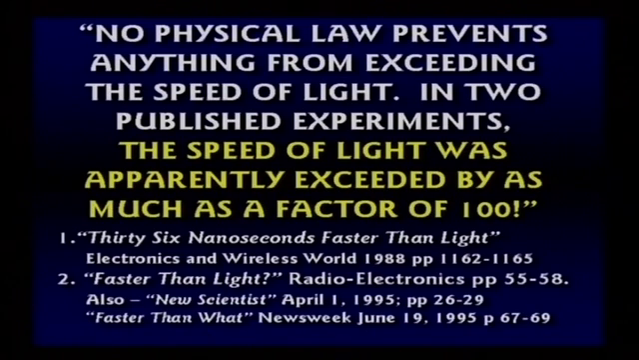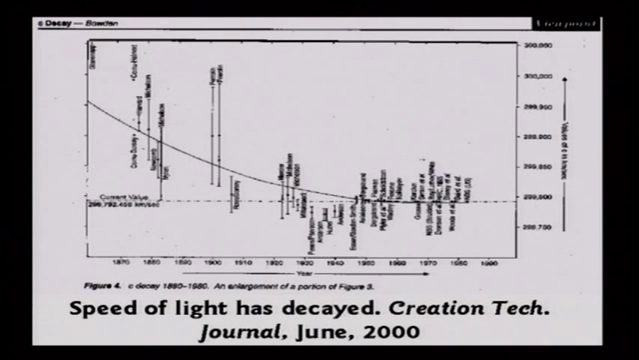Here's the graph that Setterfield constructed of all the speed of light information he gathered from the measurements in the last 160 years, and the speed of light has been declining. Now, it appears about 1960 it kind of leveled out, and the speed of light is not declining, at least by the way we're measuring it.